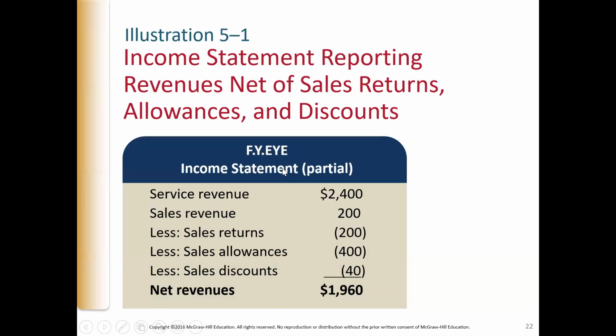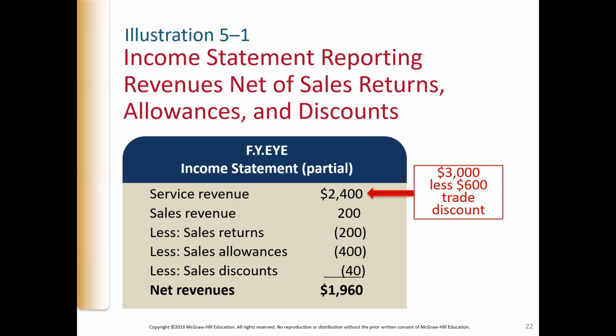So let's look, here's an example of what the income statement will look like with these different allowances, or what we call contra accounts. We start with our service revenue. We have sales revenue. Then we subtract for sales returns. We subtract for sales allowances. We subtract for sales discounts to come up with finally our net revenues. Okay.